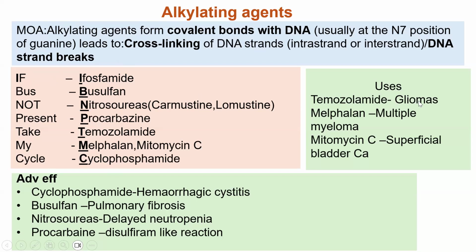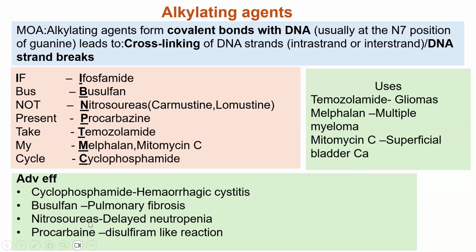Okay. And temozolomide, glioma; melphalan, MM. Remember M for M, multiple myeloma, it is used. Mitomycin for superficial bladder cancer. And adverse effects for specific drugs: cyclophosphamide, hemorrhagic cystitis. Treatment for this hemorrhagic cystitis is MESNA. Okay, remember that. They may ask you in short notes.